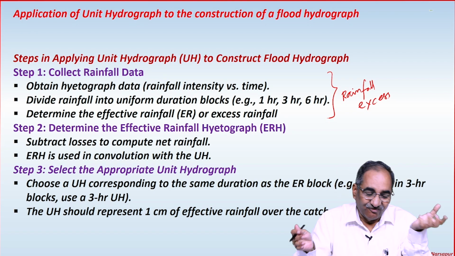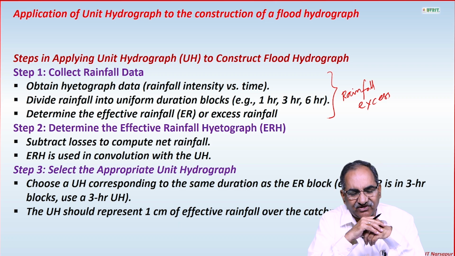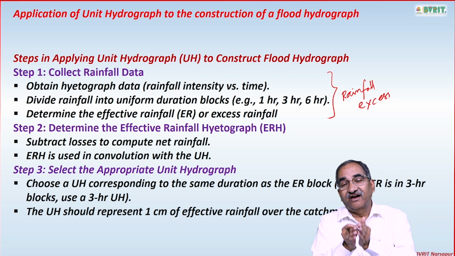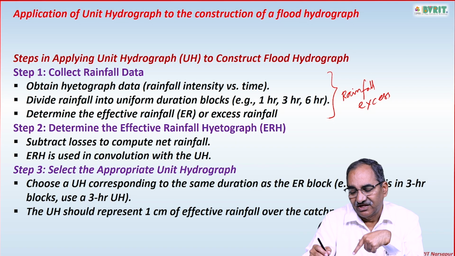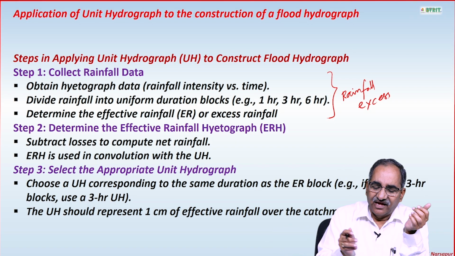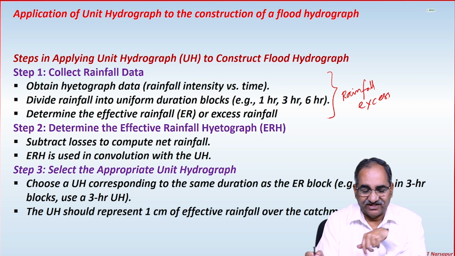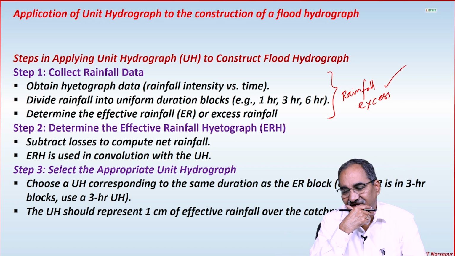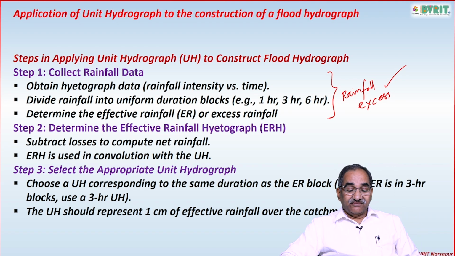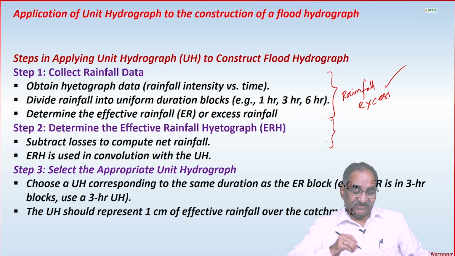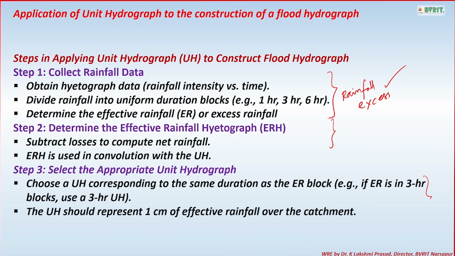In order to determine that, take the hydrograph data, then divide it into uniform storm duration blocks, so 1 hour or 3 hours or 6 hours, and determine the effective rainfall or rainfall excess. The entire first step is for this particular thing. The second step is also the same as the first. Then the third step is to find out the appropriate unit hydrograph for the given data. That means if a 3 hour unit hydrograph is given, then naturally you have to find out the effective rainfall for a 3 hour storm. So you should take this.